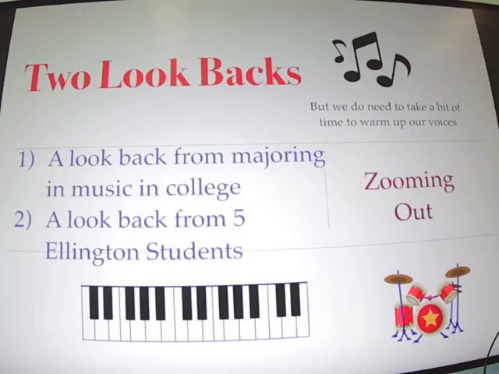Okay, we're back now. This is one of two classes a year where I feel like we're zooming out and looking at the big picture. After I talk about majoring in music in college, you're going to see a video with 5 students from the Duke Ellington School giving advice to their younger selves. I encourage the video to be paused when anybody has a question or wants to talk about anything.